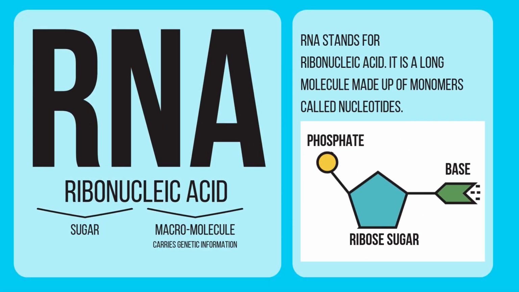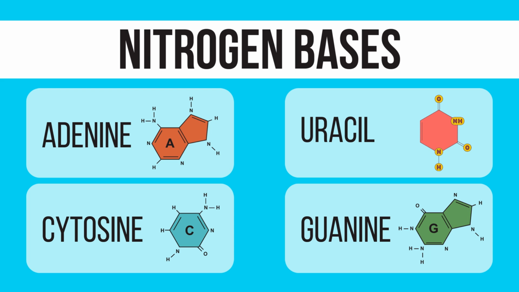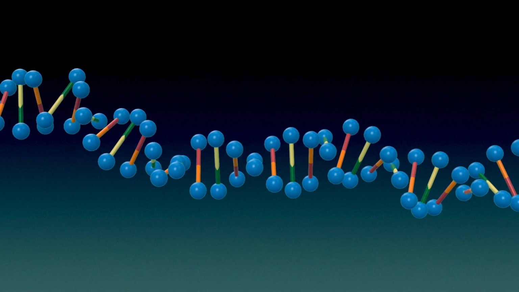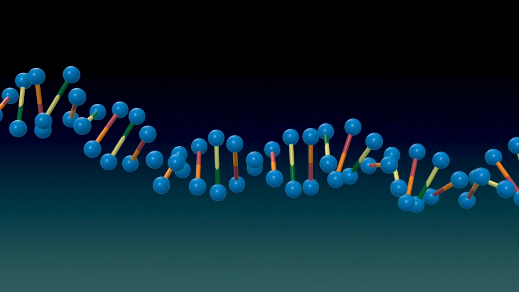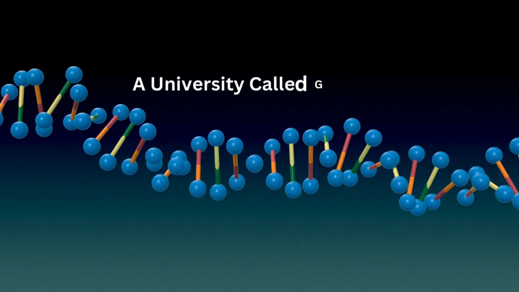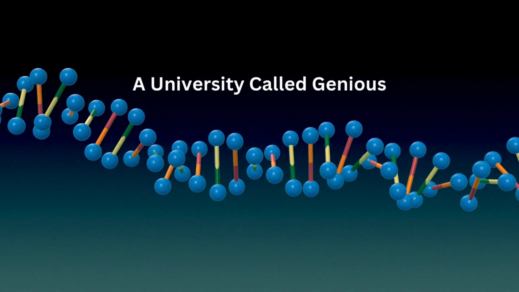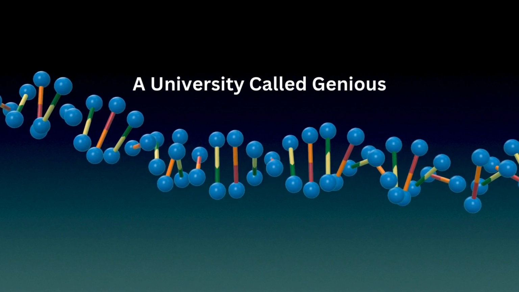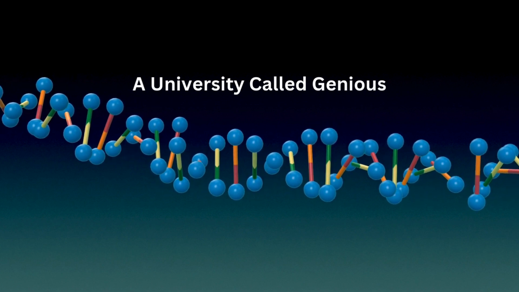RNA is made up of ribose sugar instead of deoxyribose, a phosphate group, and four nitrogenous bases: adenine, guanine, cytosine, and uracil. Yes, uracil replaces thymine in RNA. The mnemonic tip to remember the nitrogenous bases in RNA is "A University Called Genius." A is for adenine, U is for uracil, C is for cytosine, and G is for guanine.